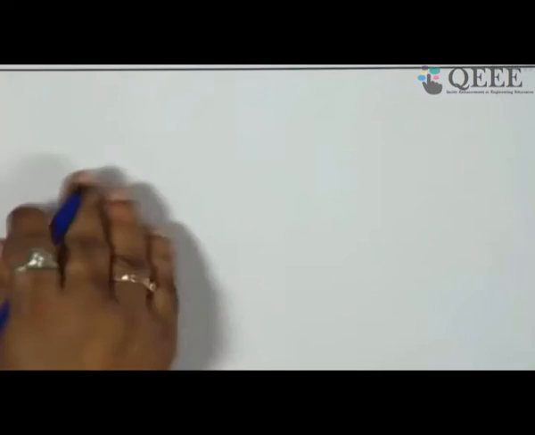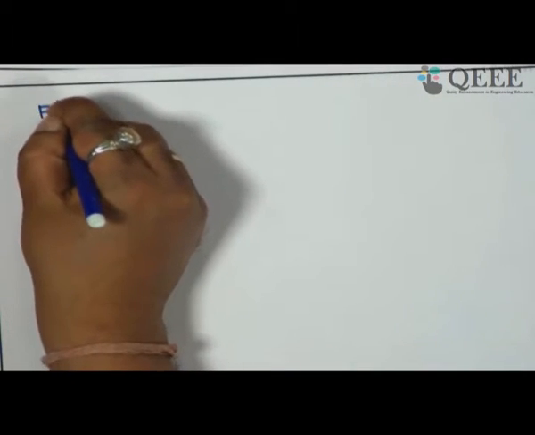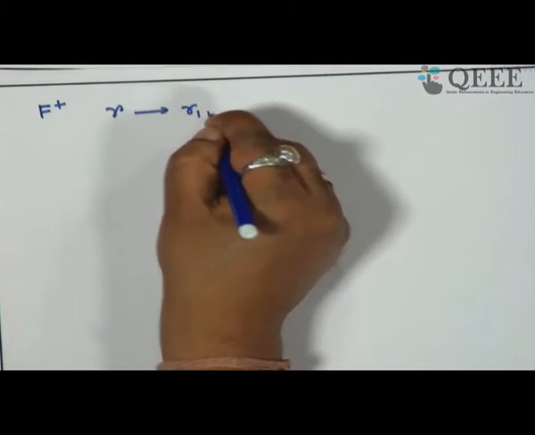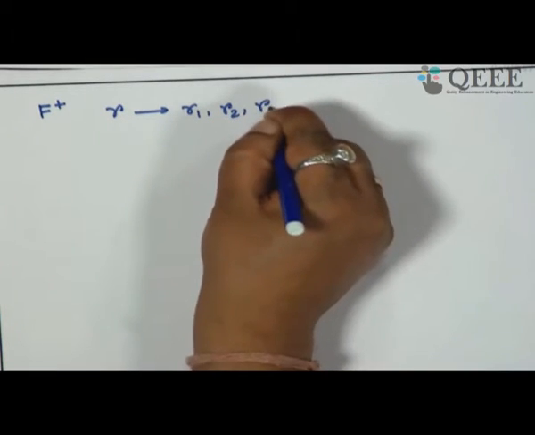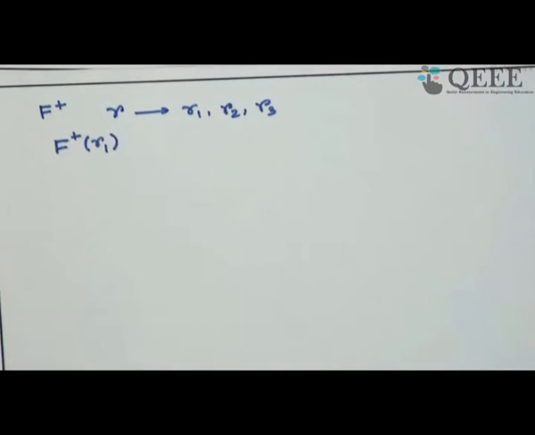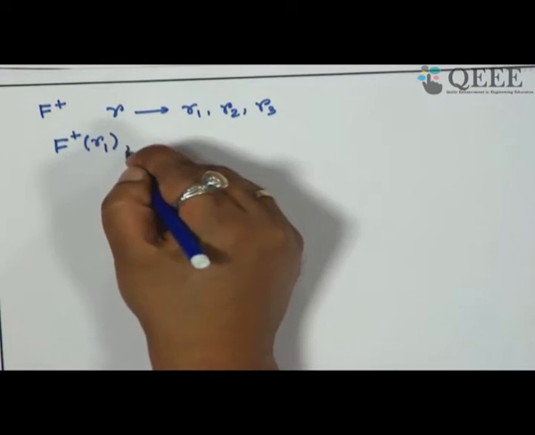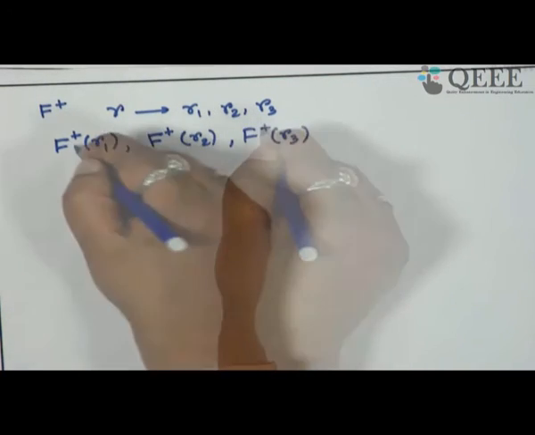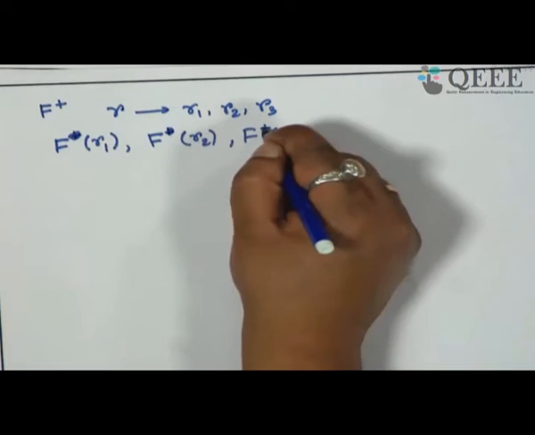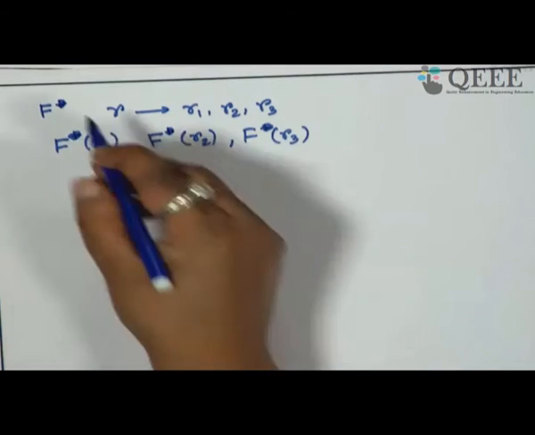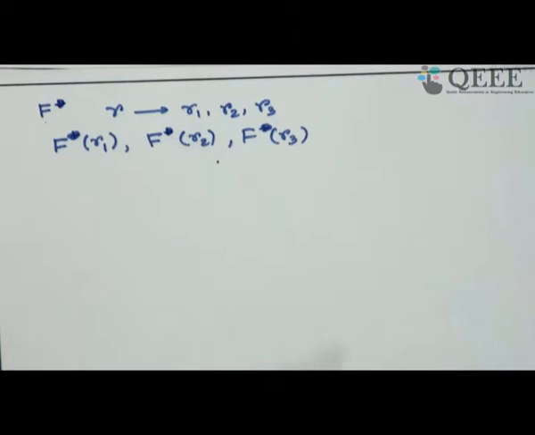What is dependency preservation? If you have a set of rules F plus and R is split into a number of tables R1, R2, R3, the restriction of F plus to R1 is only those rules which use only attributes of R1. In fact, not just the closure, first consider the plain set of rules. Then the restriction to R1 is this, to R2 is this, to R3 is this.